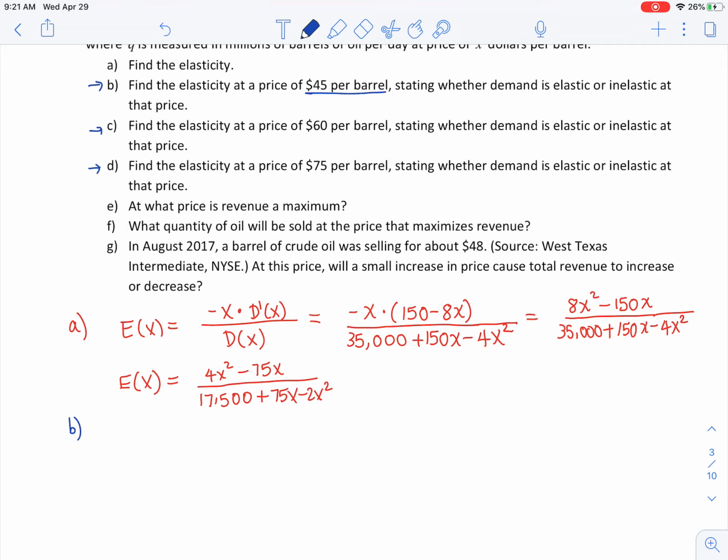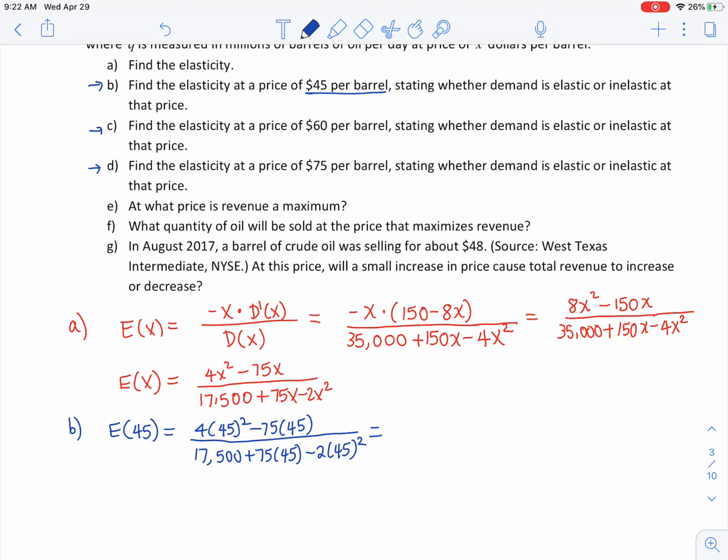For B, let's find the elasticity at a price of $45 per barrel, stating whether demand is elastic or inelastic at that price. All right, so let's find E of 45. That's going to be 4 times 45 squared minus 75 times 45 all over 17,500 plus 75 times 45 minus 2 times 45 squared.